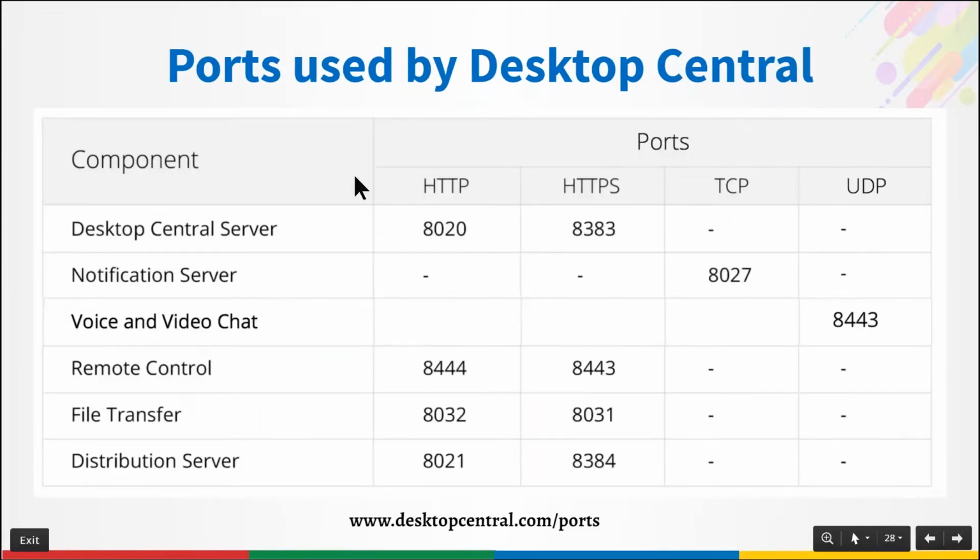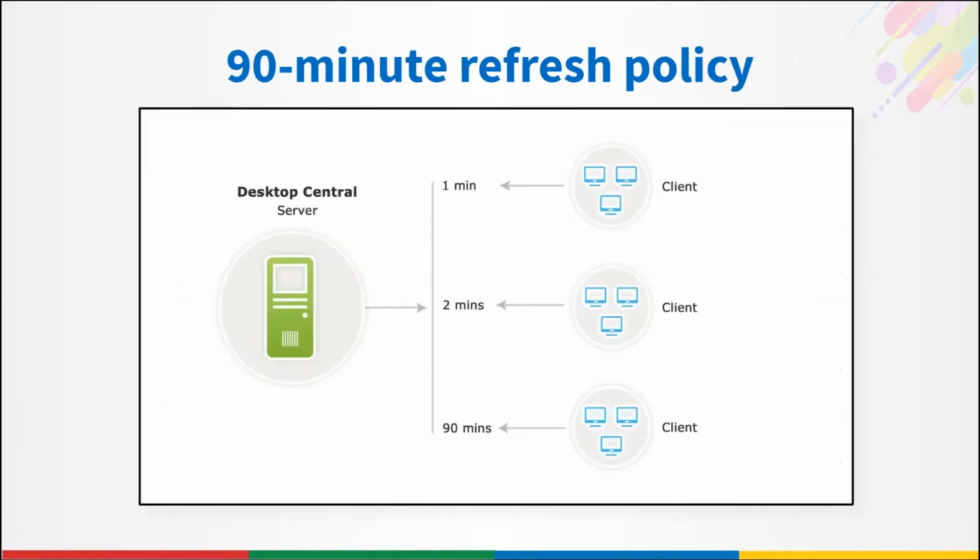The ports used by Desktop Central. Desktop Central Server uses port 8020 for HTTP and HTTPS port 8383. In case of notification server, it uses port TCP 8027. Now, these are the remaining ports used by the respective applications. For more details on ports used by Desktop Central, kindly visit the link given below.